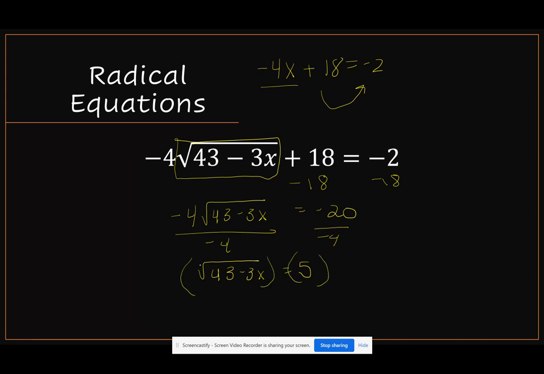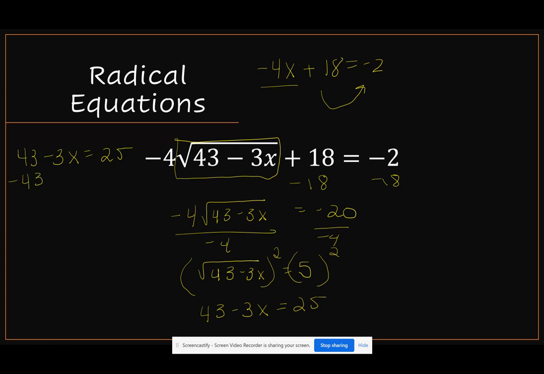Once it's by itself, raise it to whatever this index is. In this case, it is 2. So that's going to cancel out our radical, and you're just left with what's underneath it. And then 5 squared is 25. I'm just going to rewrite it up here. So then now it's just a regular equation to solve.